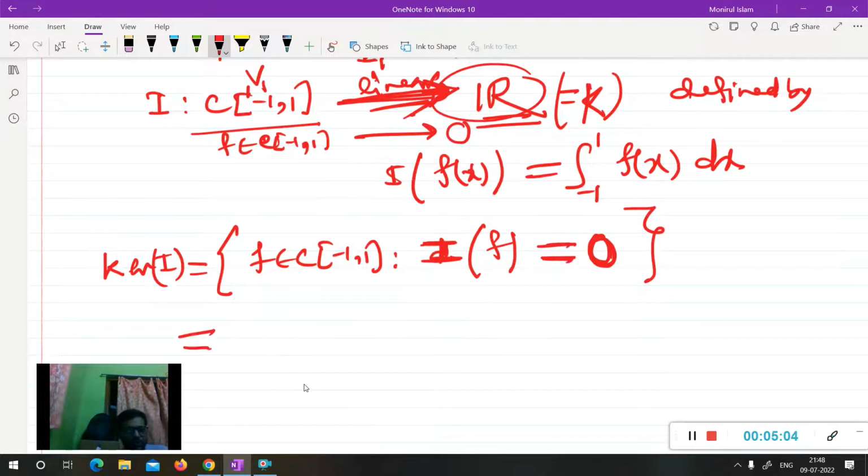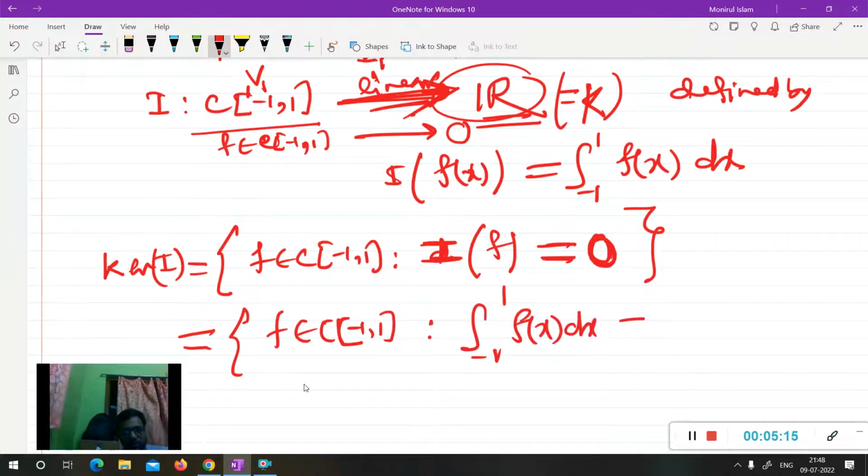Now after the definition, you can write f belonging to C[-1,1], and I(f) is the integral from -1 to 1 of f(x) dx. So the kernel consists of those functions for which the integral from -1 to 1 is 0, which means the integral of f over [-1,1] gives 0.